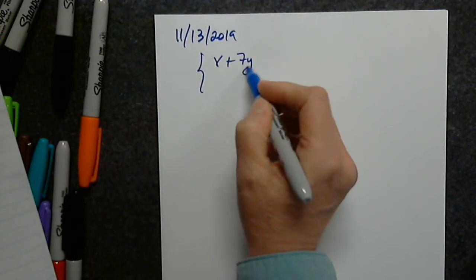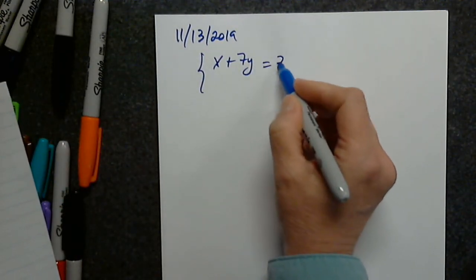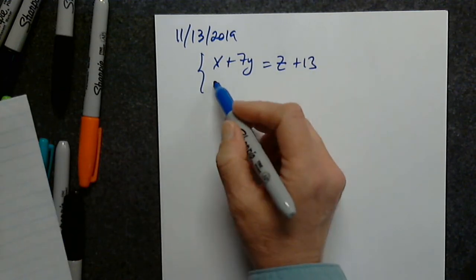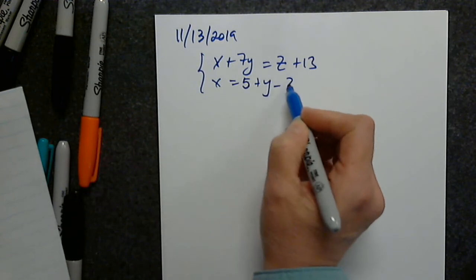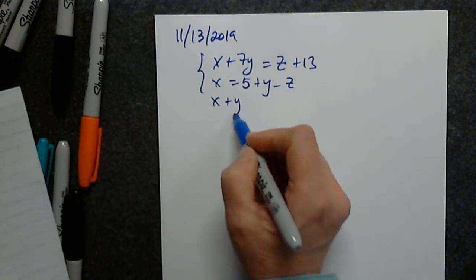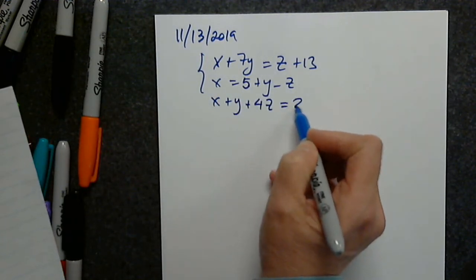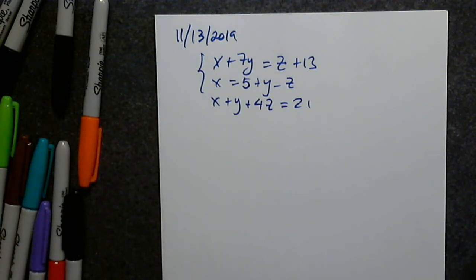x plus 7y equals z plus 13. x equals 5 plus y minus z, and x plus y plus 4z equals 21. Victoria, just make sure, is this the only one? Okay, just make sure I copy it correctly, please.